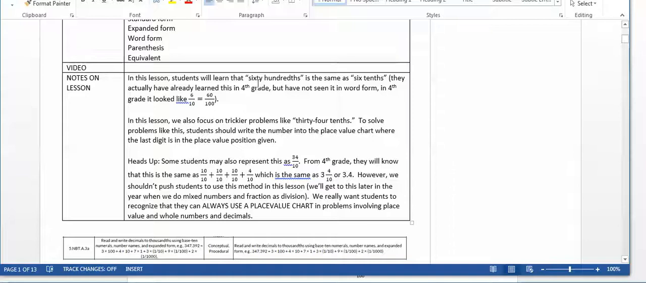One, when we have something like 60 hundredths, which is the same as 6 tenths, right? This is actually work that kids have done in 4th grade. They just haven't seen it in word form. They saw it in fraction form. They might have seen it in decimal form, but they've never seen it in word form as 60 hundredths.